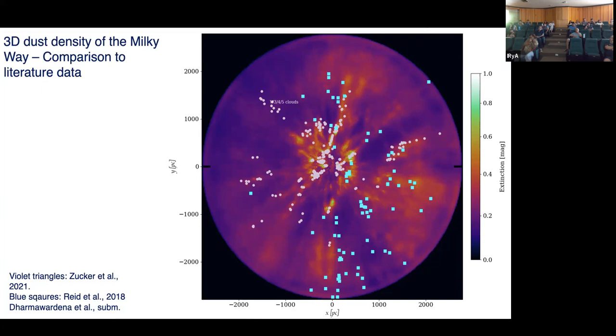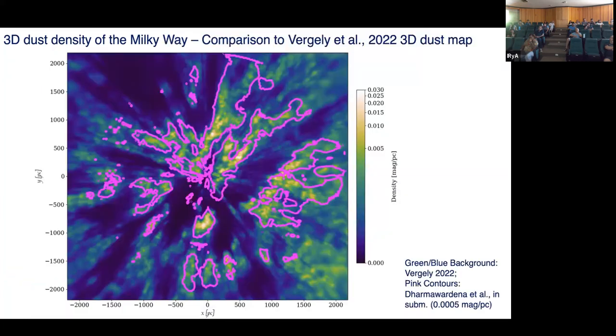So we also wanted to compare it to existing 3D dust maps. The pink contours are our dust density maps, and the green out here is the Vergely 2022 map that came out recently. The pink contours are actually at the 0.05 magnitudes per parsec scale, so that probably answers your question.